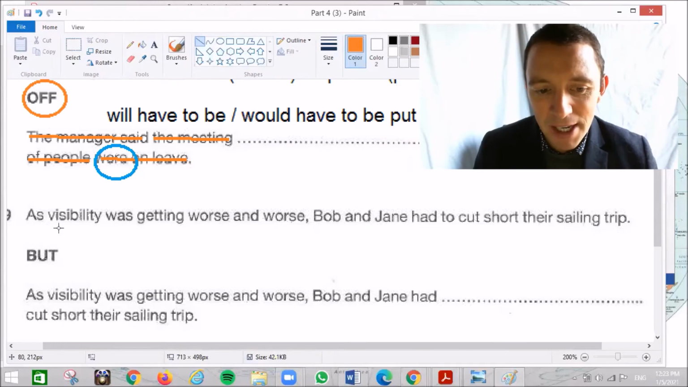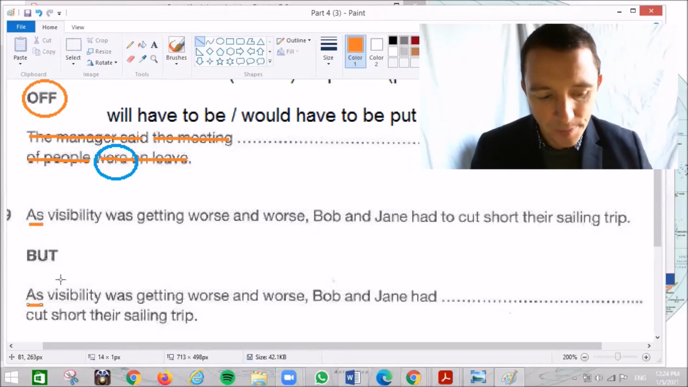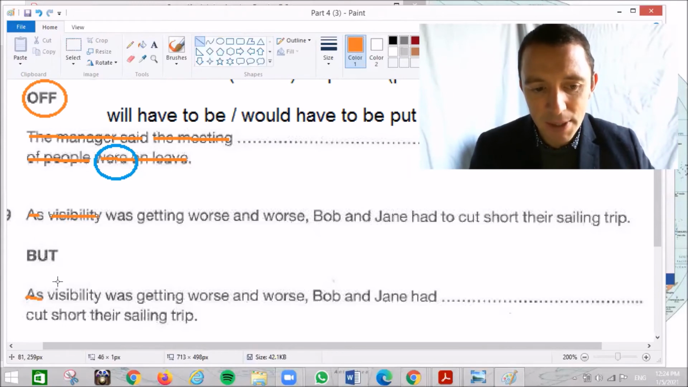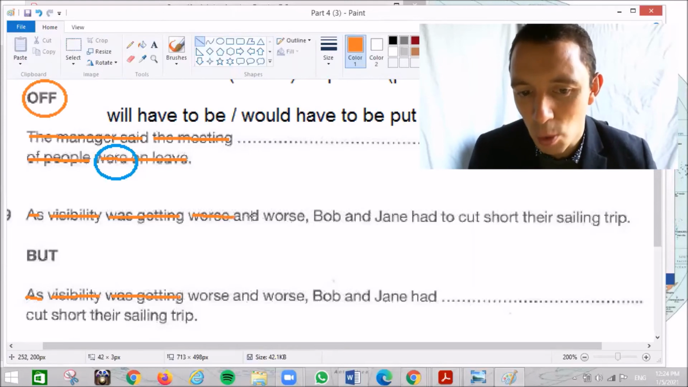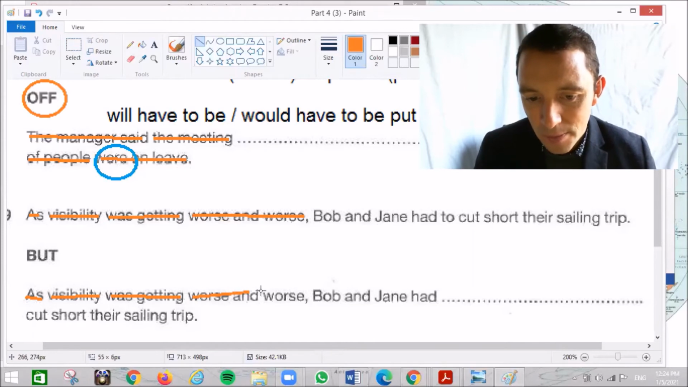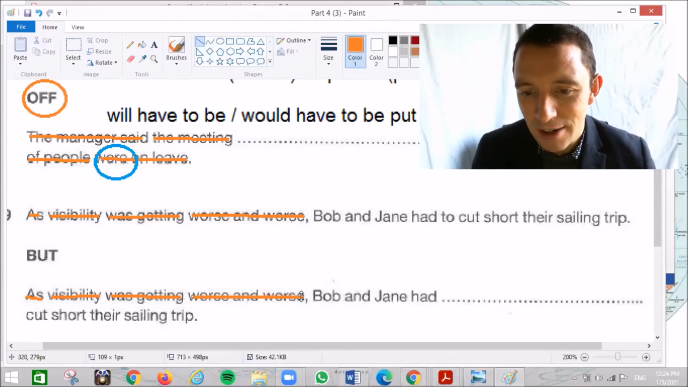So the next one, as visibility was getting worse and worse, okay? As, no problem, as we can eliminate. Visibility, we can eliminate, okay, because it exists in the first sentence and it exists in the second sentence. Was getting is the verb. We can eliminate in the first, we can eliminate in the second. Worse is the adjective, and that's an expression, worse and worse, peor y peor. So no problem. So that's good news. We can eliminate the majority of the sentence already. Bob and Jane, we can eliminate, and Bob and Jane, we can eliminate.